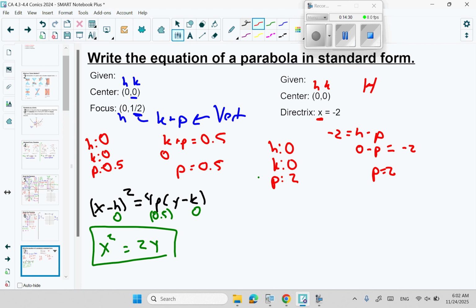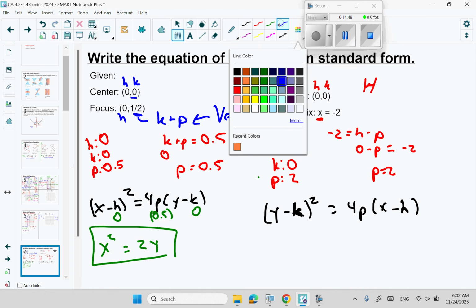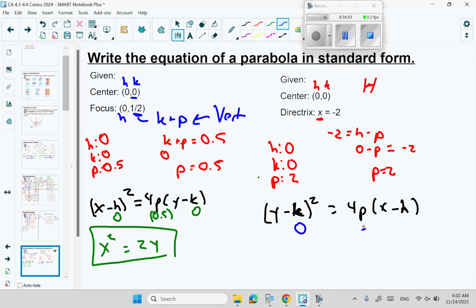And because it's horizontal, we get y minus k squared equals 4p times x minus h. Just really make sure this is a k and not the h. Okay. Well, again, I know that h is 0, p is 2, sorry, k is 0, and h is 0. So I'm going to get y squared on the left-hand side. 4 times 2 is 8. x minus 0 is x. So I get y squared equals 8x on the right-hand side.